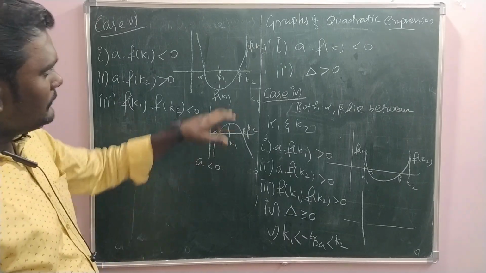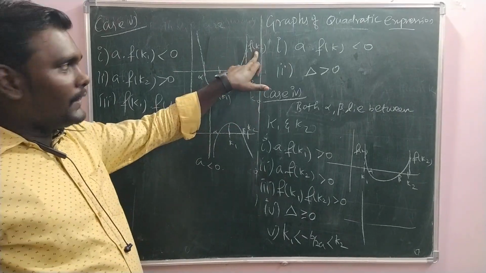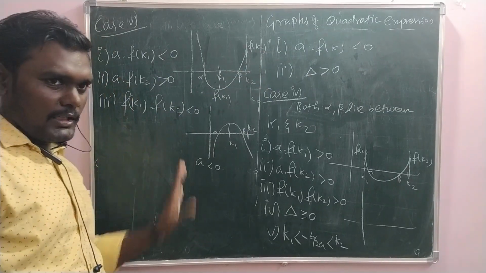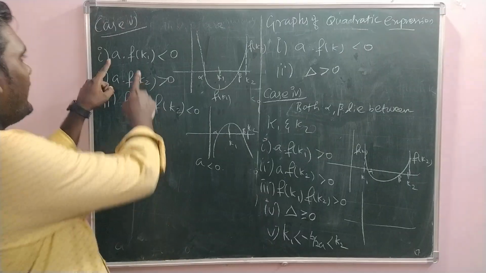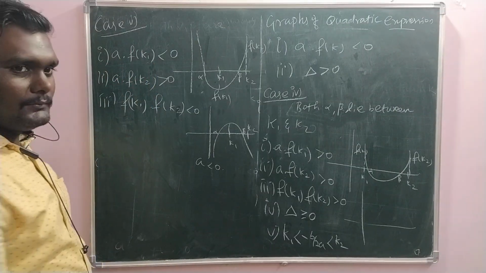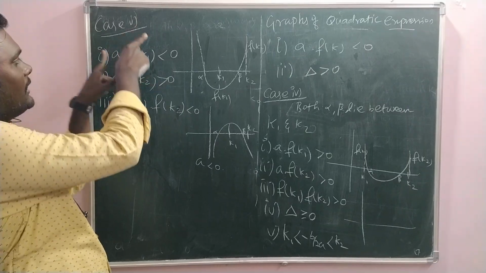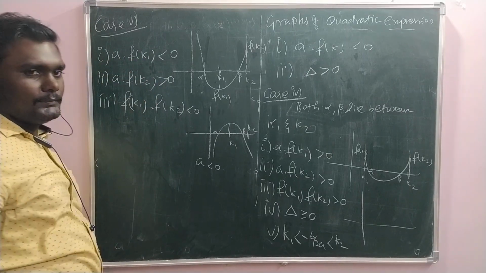Both work, man. K2 upwards also is there, downwards also there. But this value remains the same. It won't change. Simply they interchange their signs. This will be positive, this will be negative in one case. In the other case, this is positive, this is negative.